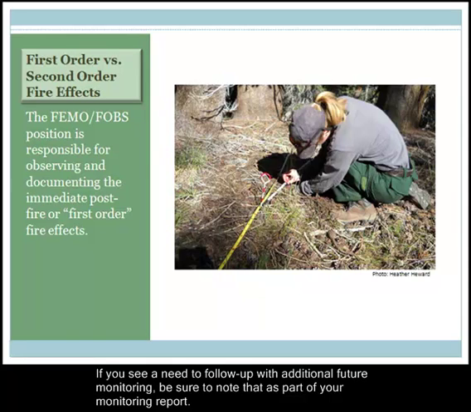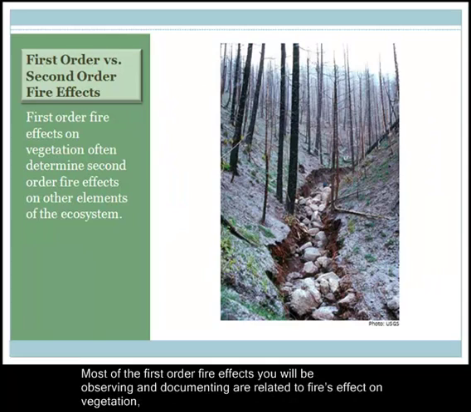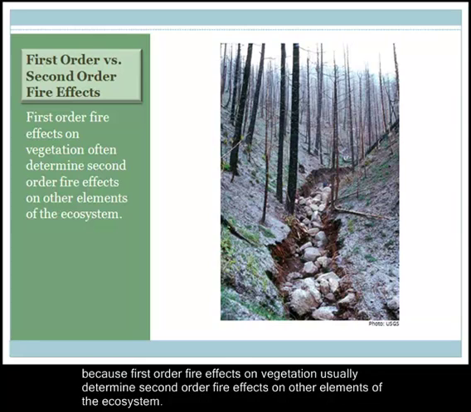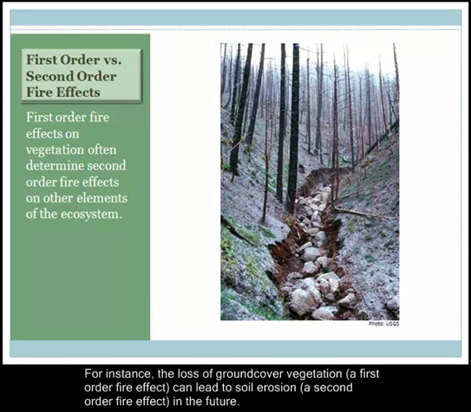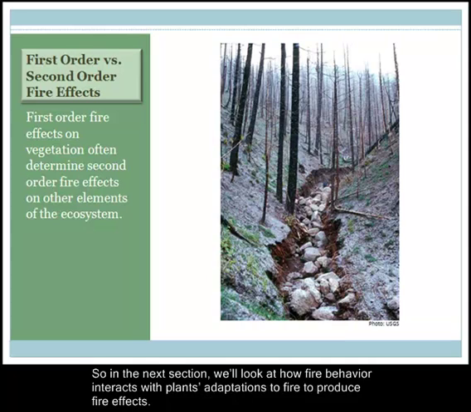If you see a need to follow up with additional future monitoring, be sure to note that as part of your monitoring report. Most of the first-order fire effects you will be observing and documenting are related to fire's effect on vegetation, because first-order fire effects on vegetation usually determine second-order fire effects on other elements of the ecosystem. For instance, the loss of ground cover vegetation, a first-order fire effect, can lead to soil erosion, a second-order fire effect, in the future. So, in the next section, we'll look at how fire behavior interacts with plants' adaptations to fire to produce fire effects.